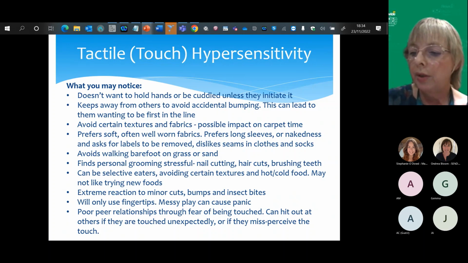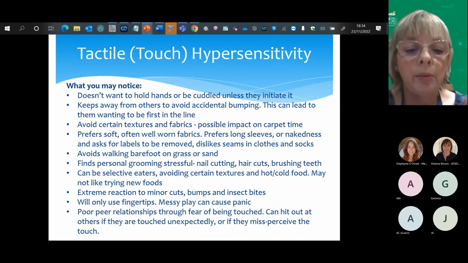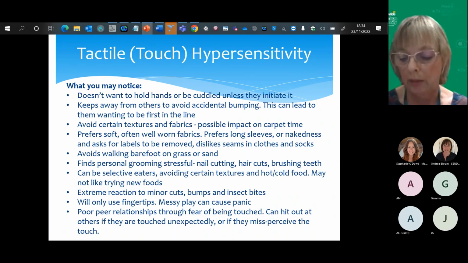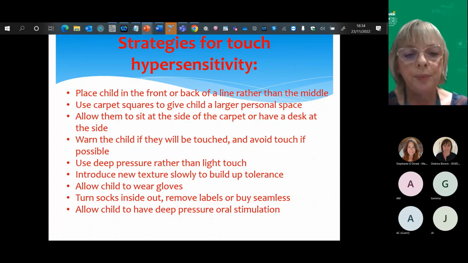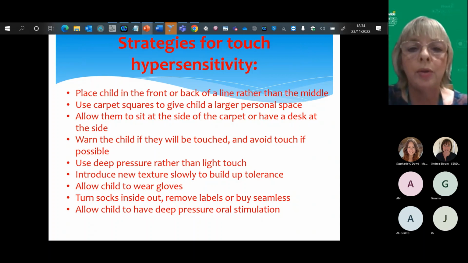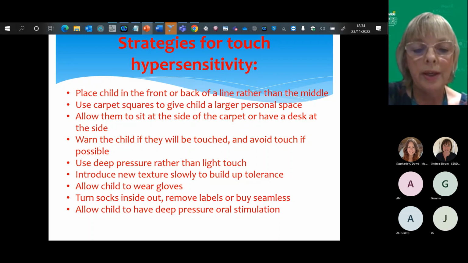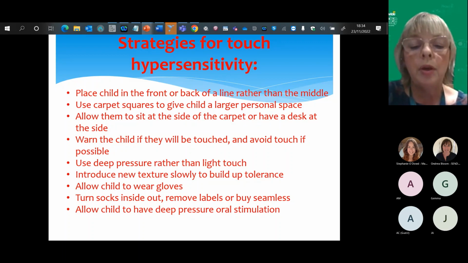So when your child has got tactile hypersensitivity, deep pressure can help to calm them, and sometimes we use pressure vests and give them extra input. That can work really well. There are some strategies here to give you ideas. And obviously be mindful when you're out shopping or in busy places, because if a child is tactile hypersensitive, they might be pushed into that fight or flight state by being in too close proximity to other people.